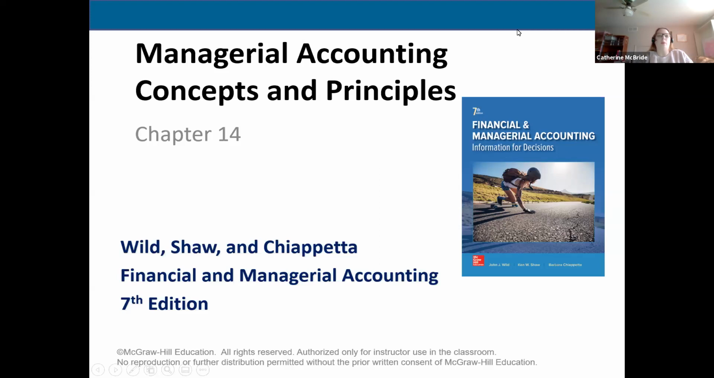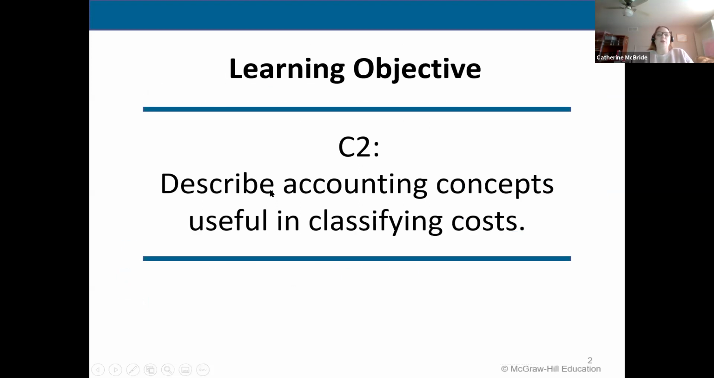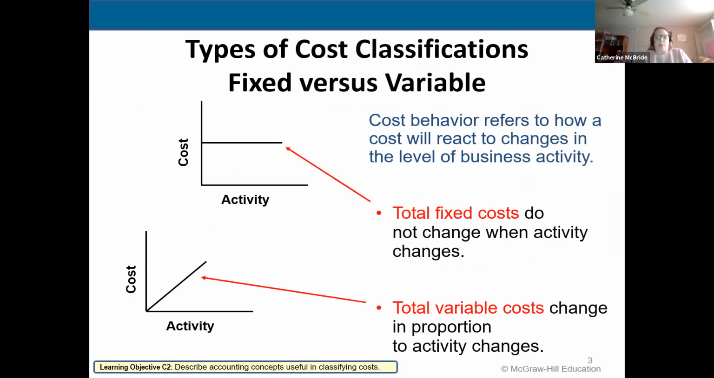Hello, class. This chapter is about the different types of costs that we have in managerial accounting. All of the same costs still exist, but we're going to break them out differently than we did in financial accounting. The first cost that we're going to look at is fixed costs and variable costs. And what becomes important about costs in managerial accounting is how they behave.